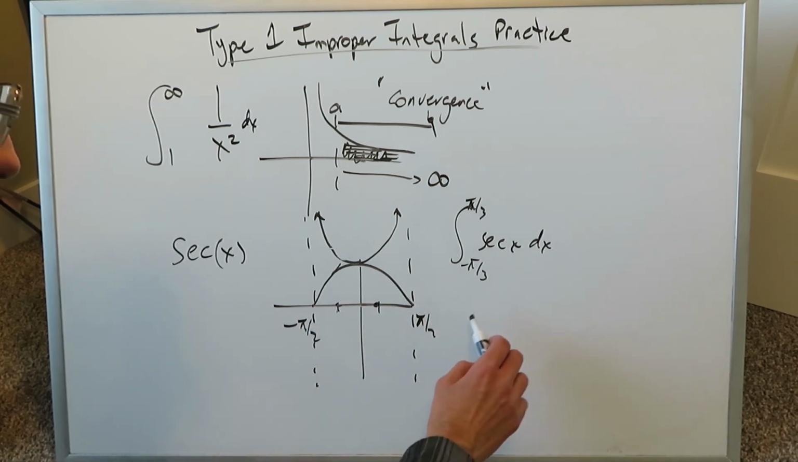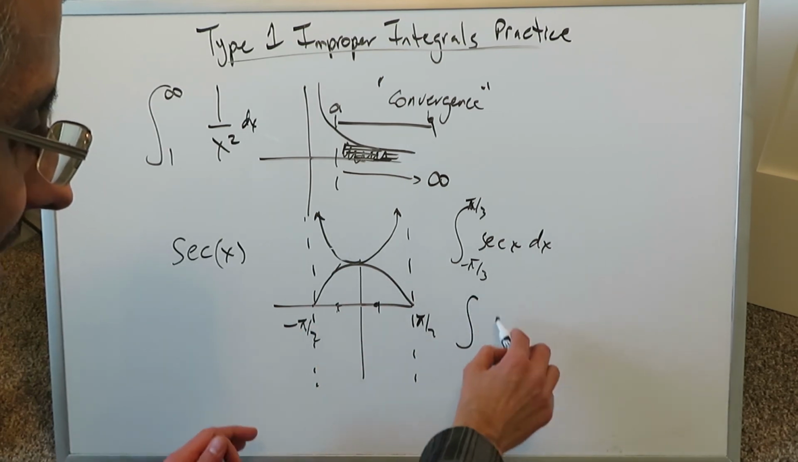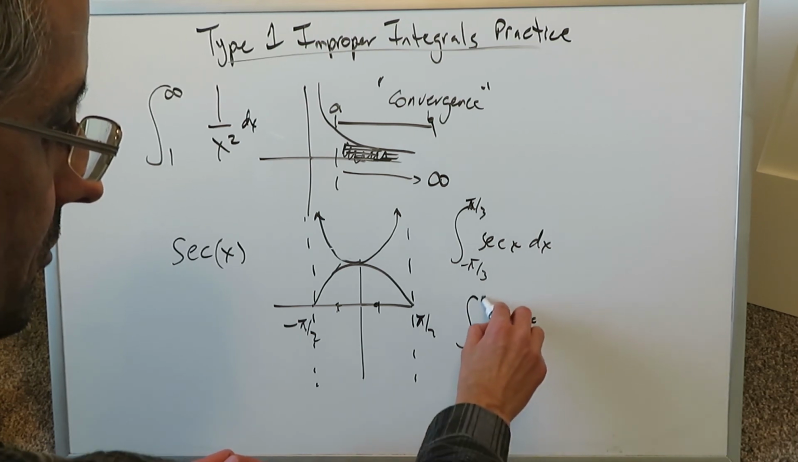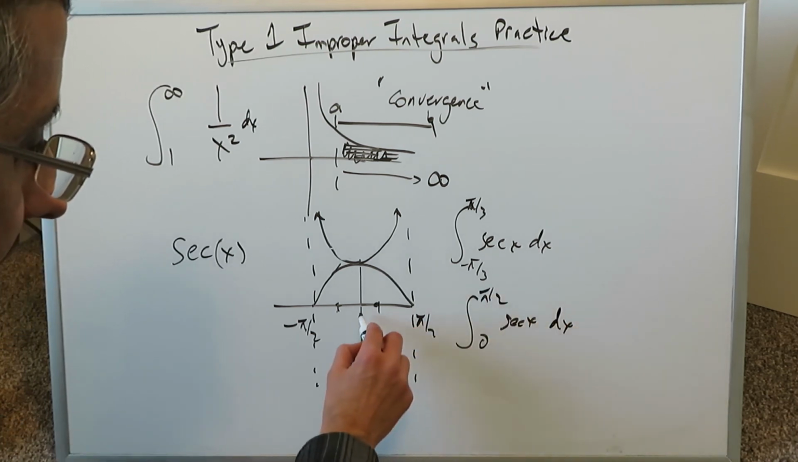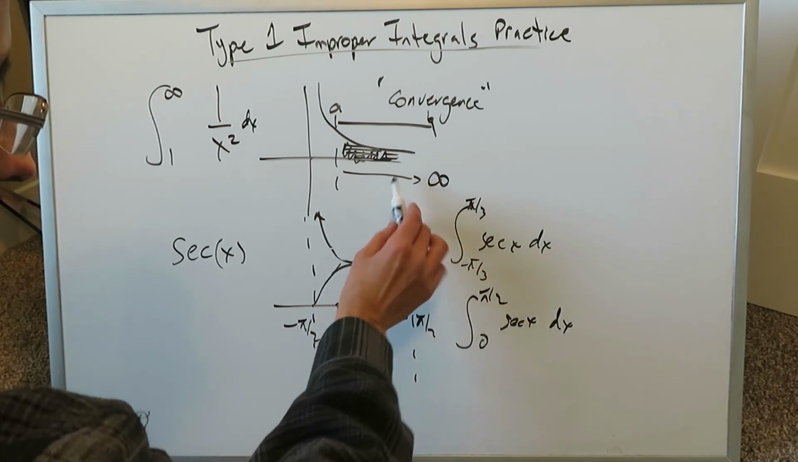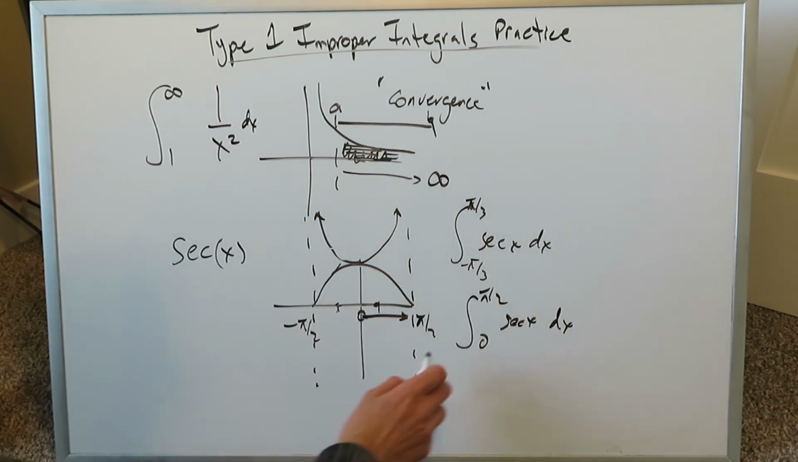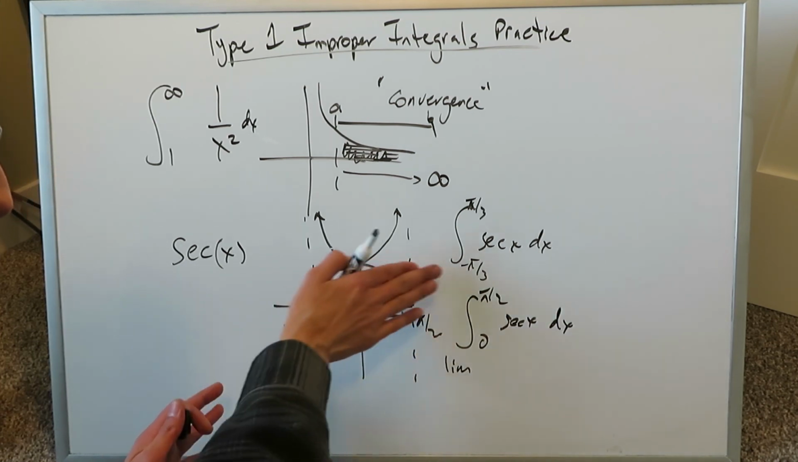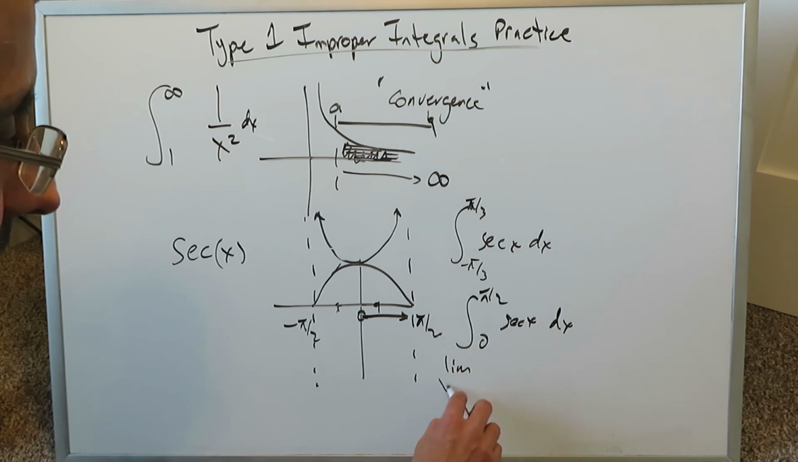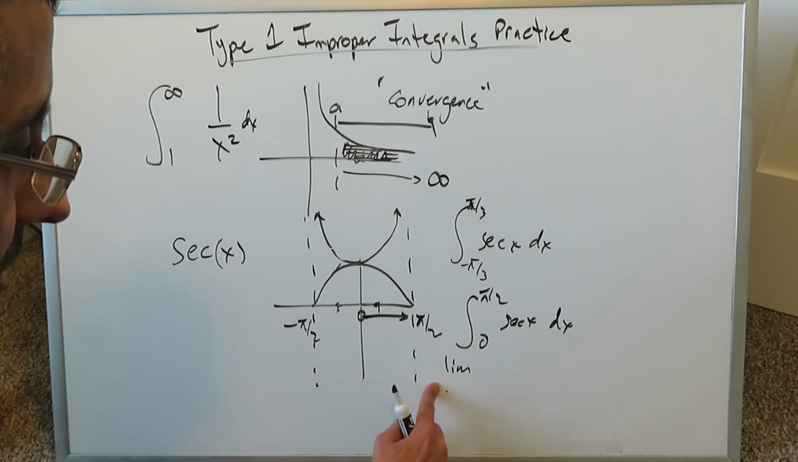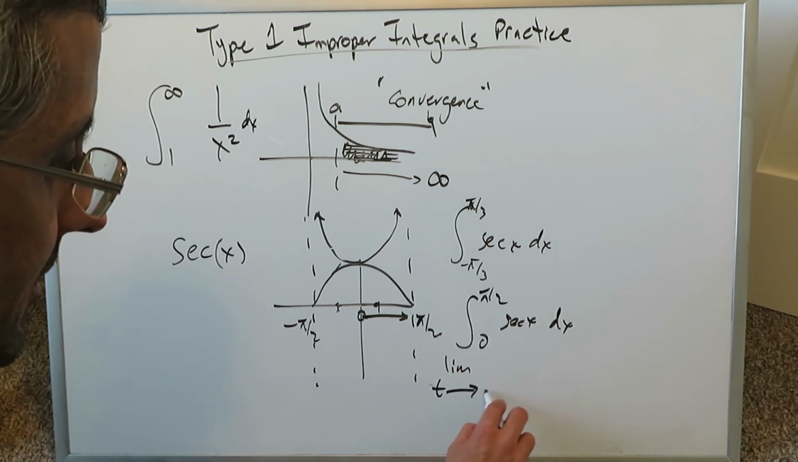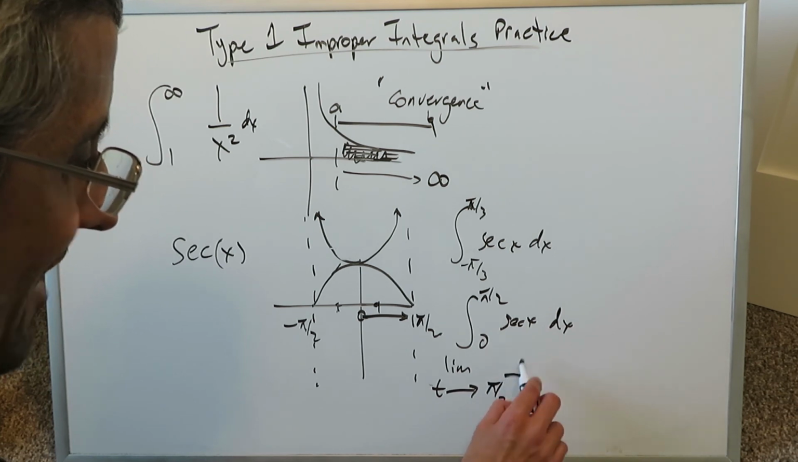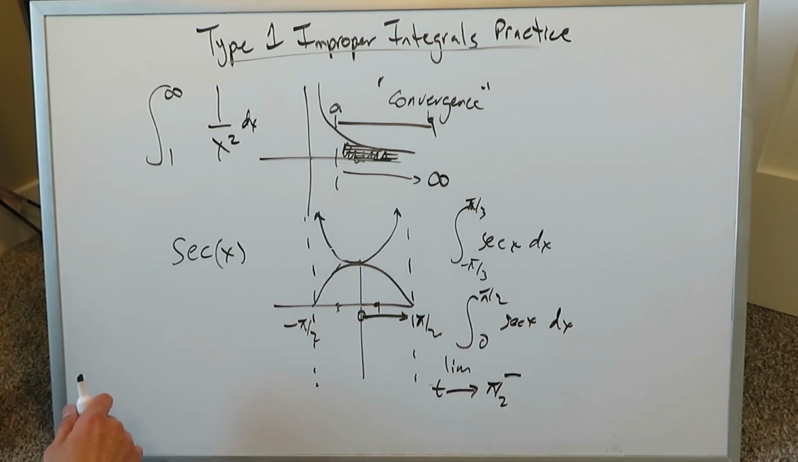But if you're looking at the same function secant x but from 0 to pi over 2 dx, we know that this function will approach this vertical asymptote, and you may very likely experience divergence. Here the limit will be expressed because it's only one-sided with regards to pi over 2. Here your limit might very well be, let's use the notation t, as t approaches pi over 2 but from the left. And you can see all of these specific peculiarities will come into play as you look at type 2 improper integrals.